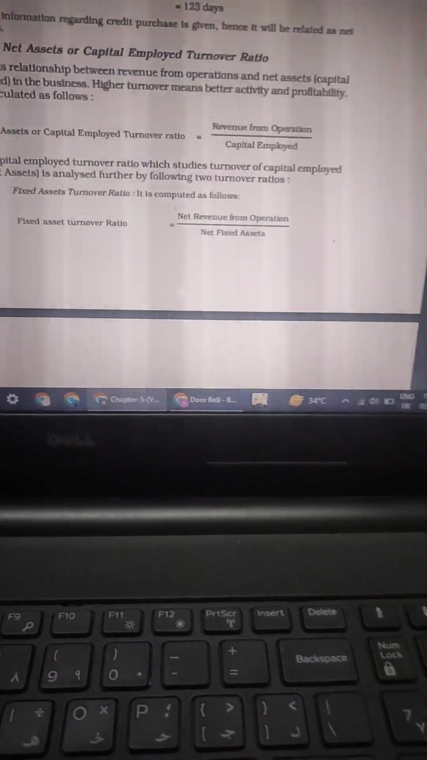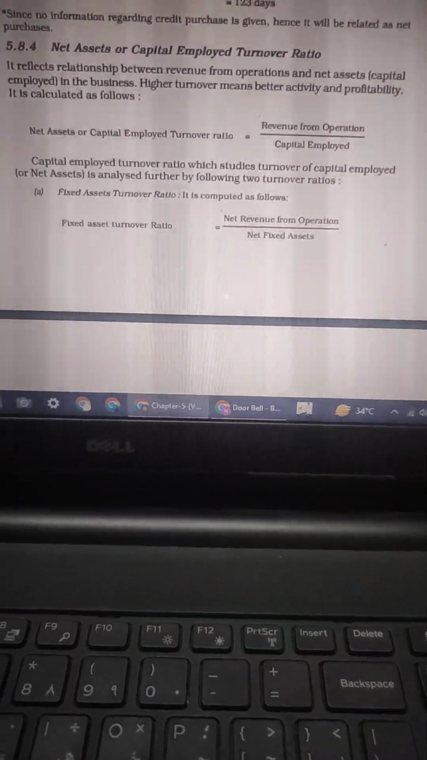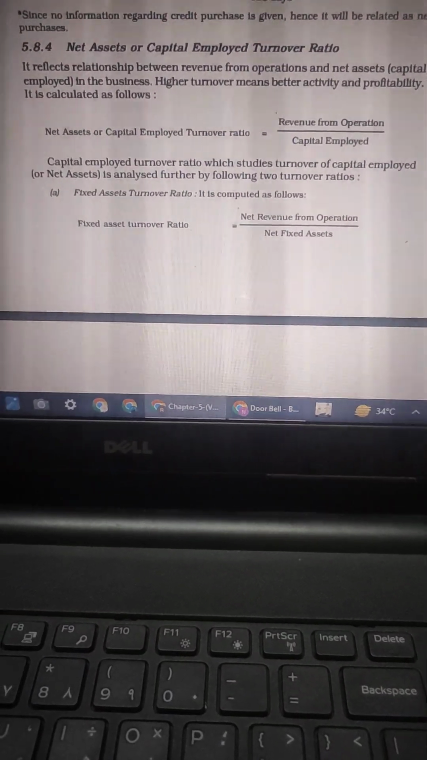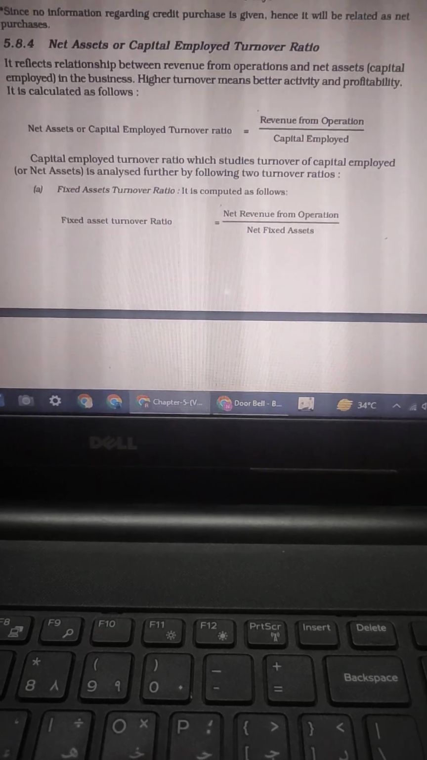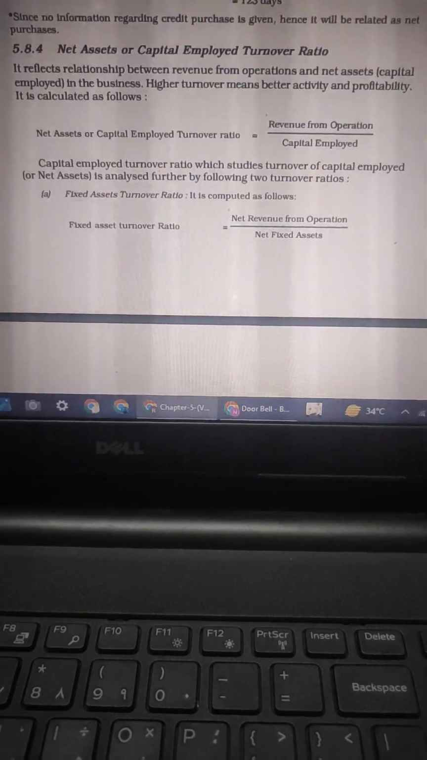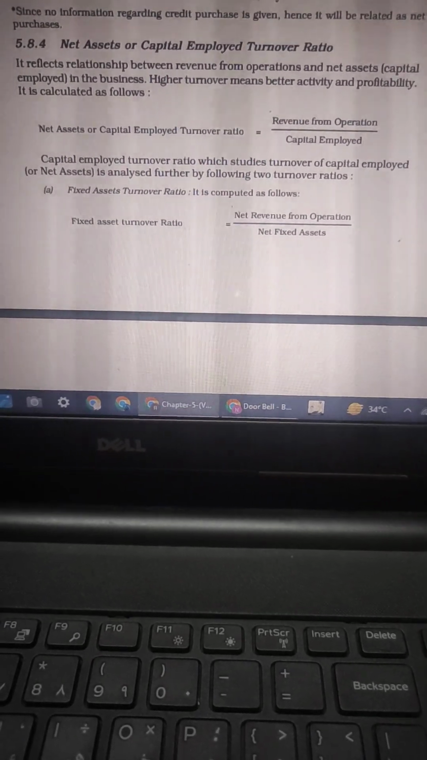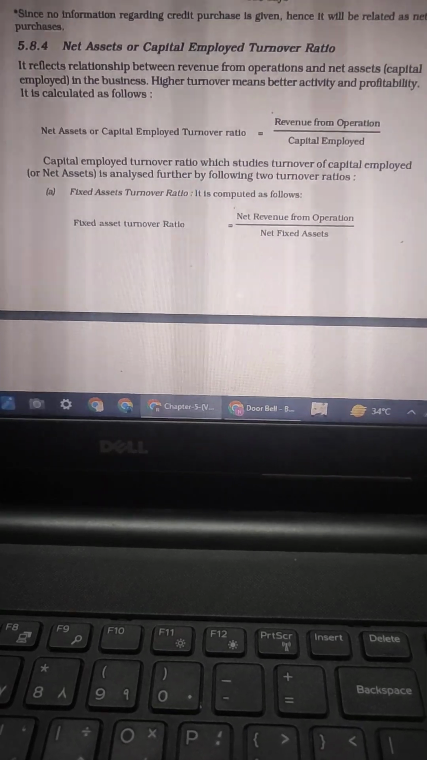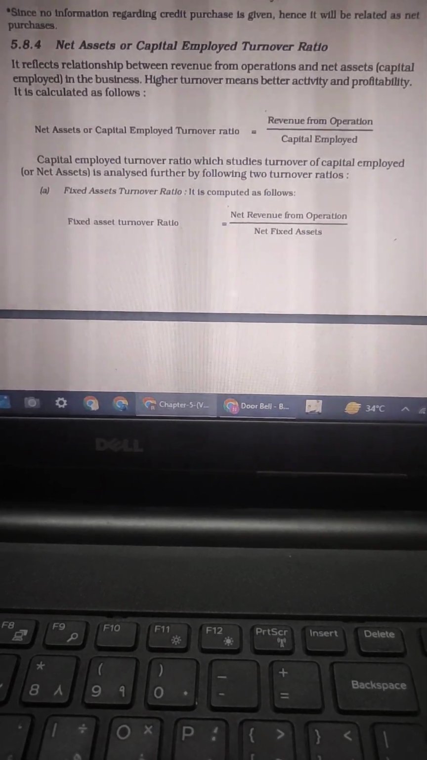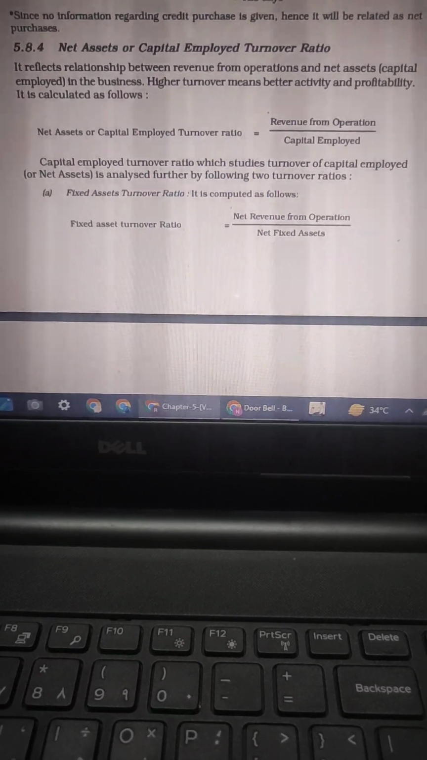In this class we will discuss the net assets or capital turnover ratio and the gross profit ratio. Net assets or capital turnover ratio shows the relationship between the revenue from operations and the capital employed.